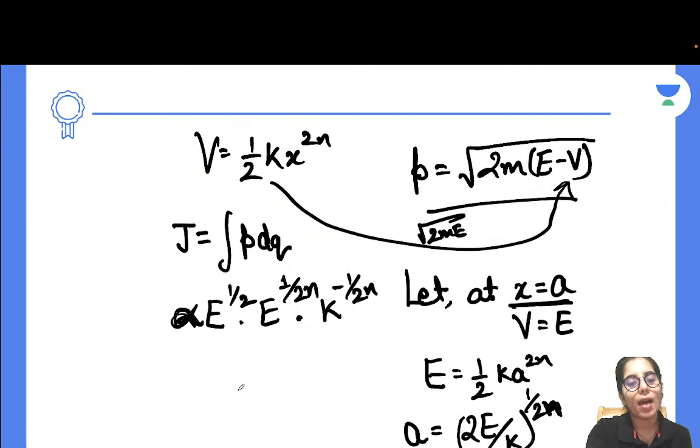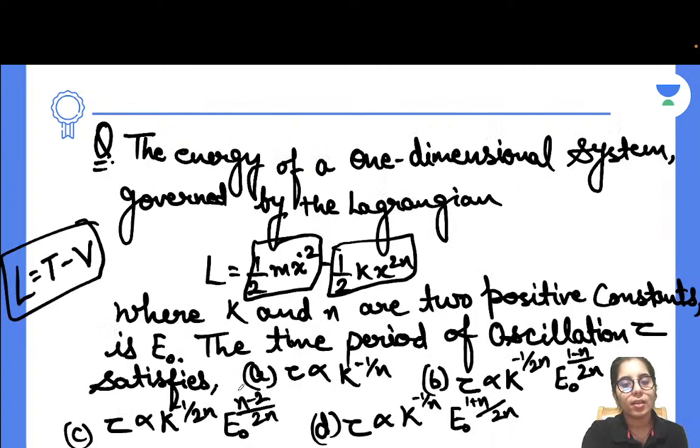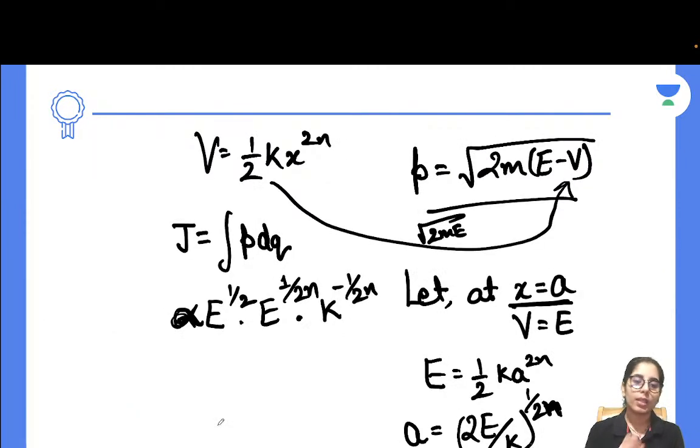Now, you can also have a look at the options, like are the power of k same or different in all the options. So you can see in two of them it's same and other two of them it's same. So that means just with the k dependency, like the j dependency on k or the time period dependency on k, we can't find the answer. So we have to do it completely. This expression is just giving you the dependency of j, which is action angle variable, on energy, and the k, which was the part of potential, right?